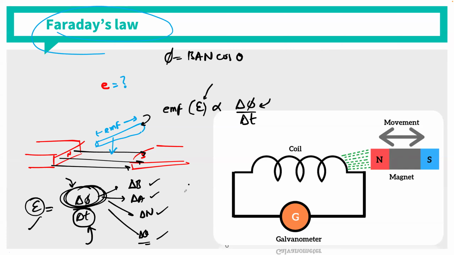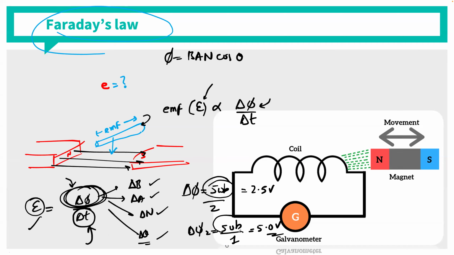For example, if there's a flux change of 5 Weber and that flux change takes place in 2 seconds, whereas for a second student the same flux change of 5 Weber happens in 1 second, here the EMF induced will be 2.5 volt, and here the EMF induced will be 5 volt. So what you understand is it's not just the flux change that decides the EMF induced, but also at what rate the flux has changed, that means how long it took to change that flux. And that gives Faraday's law.